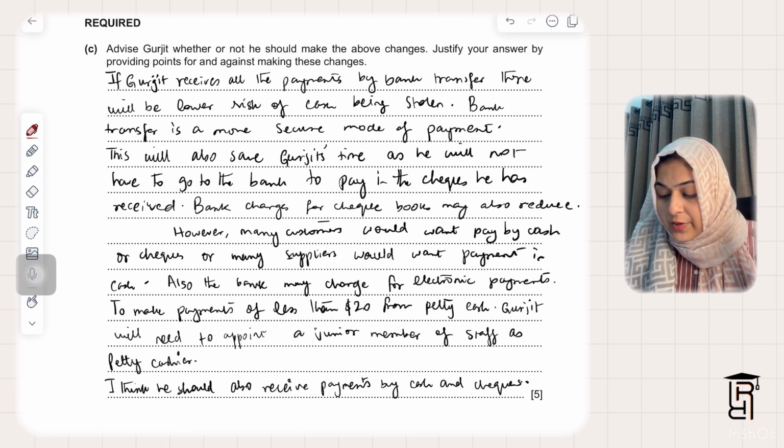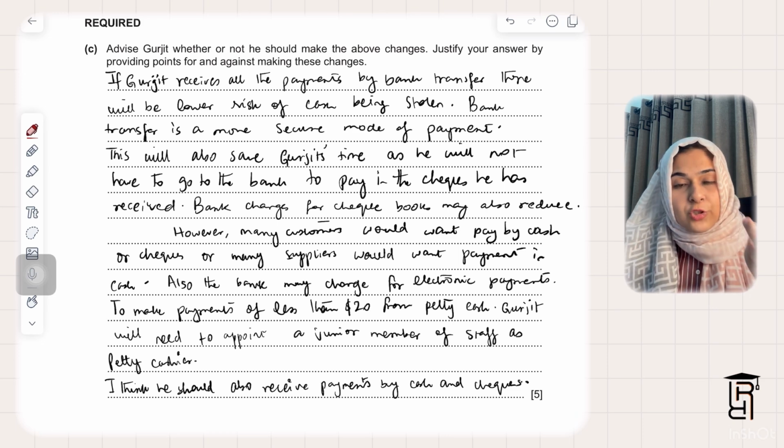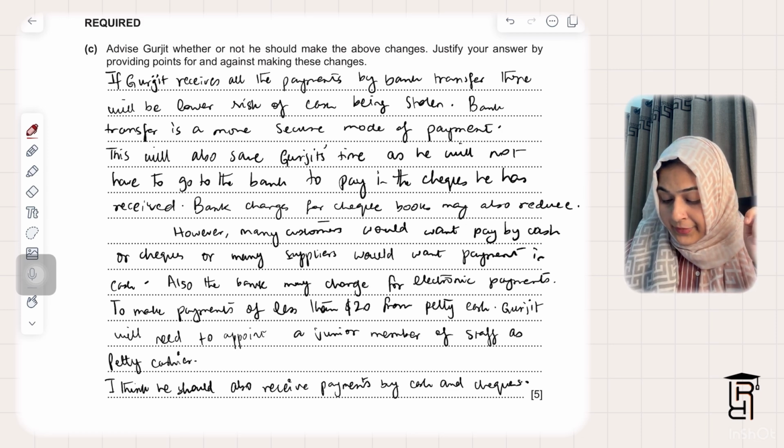To make payments of less than $20 from petty cash, Gurjeet will need to appoint a petty cashier. So they'll have to have a junior member of staff who is given this task of maintaining the petty cash book, and also undertaking these transactions. Any of these transactions which are less than $20, the petty cashier will take care of them.